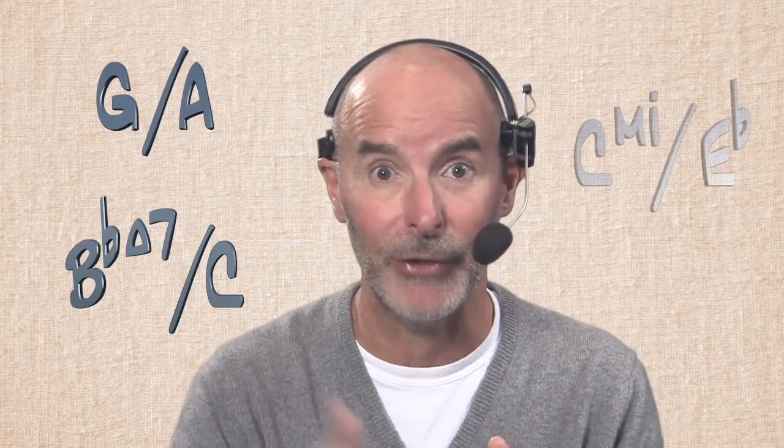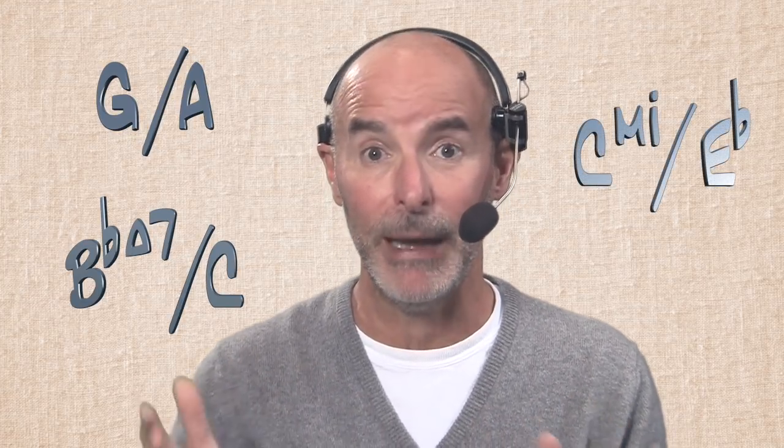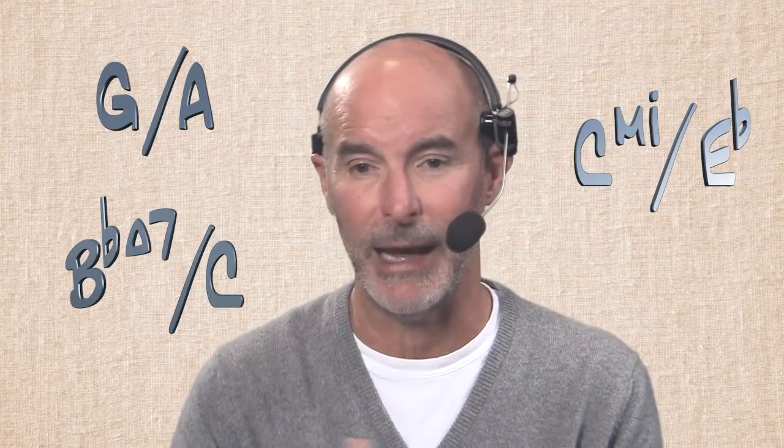Now, first of all, let's take a look at what slash chords look like. You'll see something like a G over A, or I say G slash A, right? There's something to the left of the slash and something to the right of the slash. It'll say G slash A, or maybe B flat major 7 slash C, or maybe even a C minor slash E flat. Now those might look kind of complicated, but it's really not that tough.